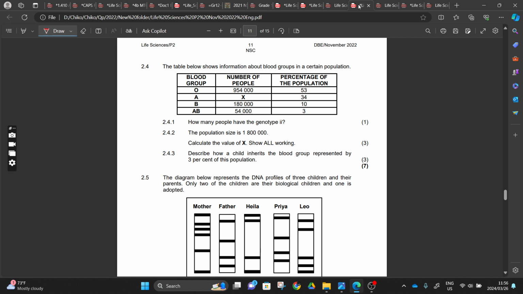Did we do this? Calculate the value of X. Did we? 2.4. The table below shows information about blood groups in a certain population. Right? And then they are saying blood group O, blood group A, blood group B, blood group AB, and here's the percentage. But 2.4.1, how many people have the genotype I and I? And then yes, we know I and I is this, and this is the number of people.